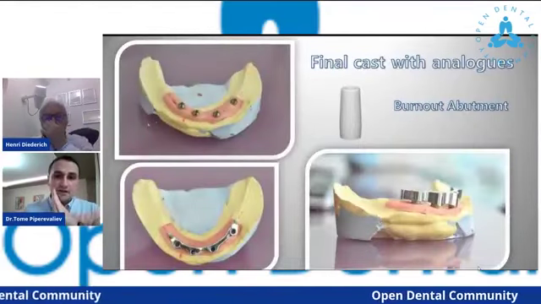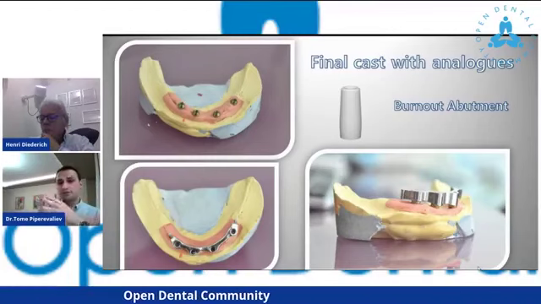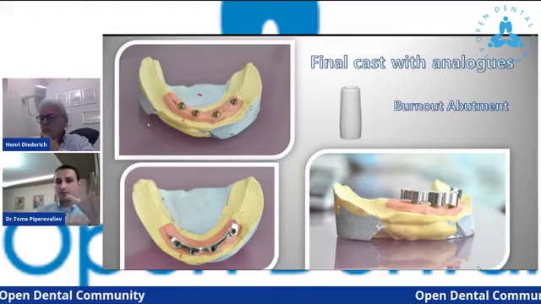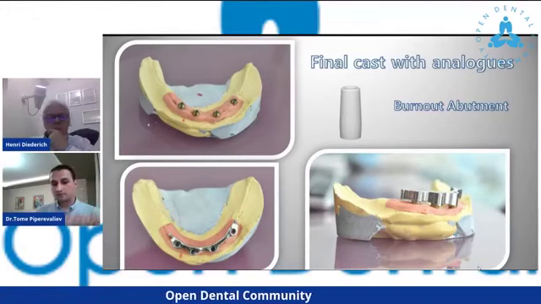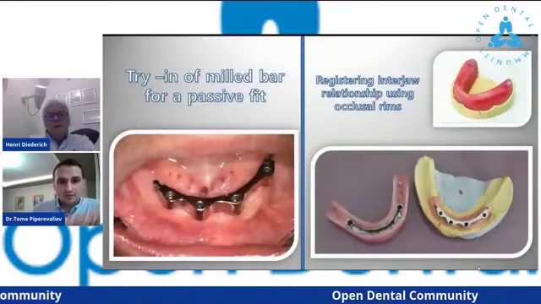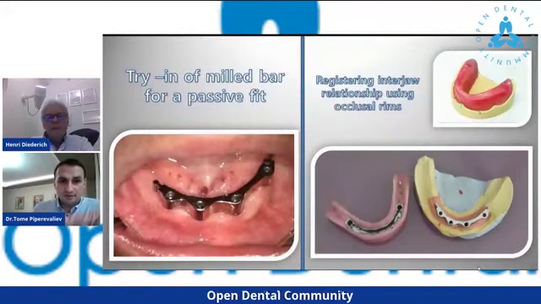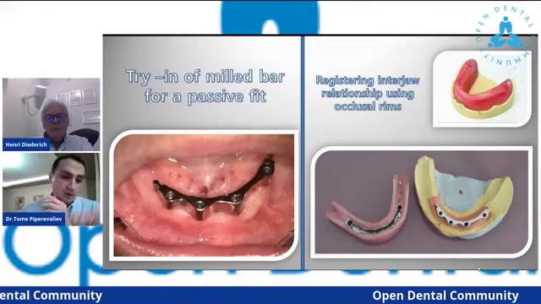Here we can see the final cast with the analogs on which the dental technician used specially designed burnout abutments for producing the screw-retained milled bar and the denture. In the next visit, we have a task to try in the milled bar for a passive fit. And this is very important.